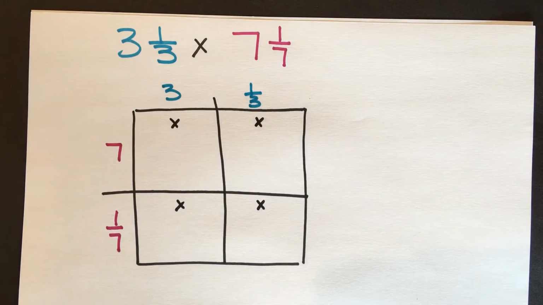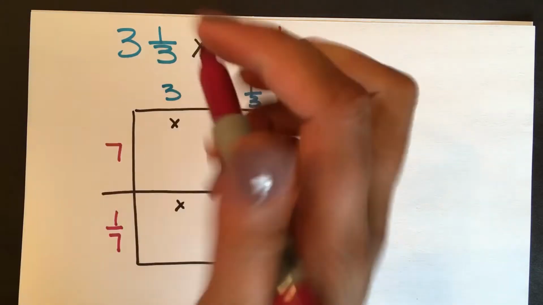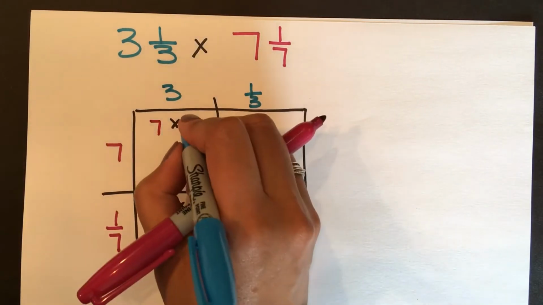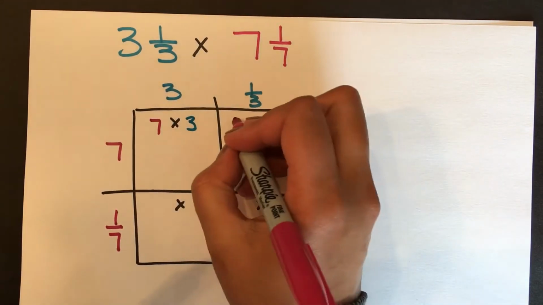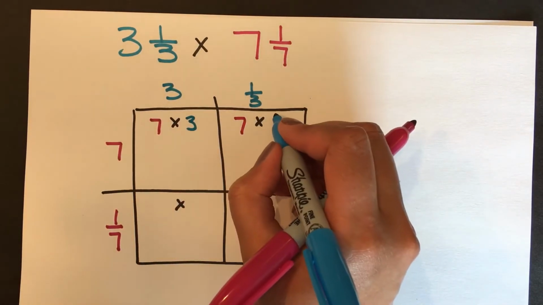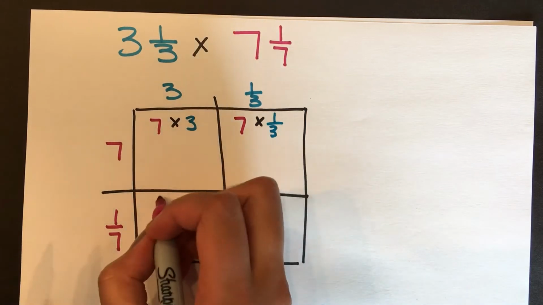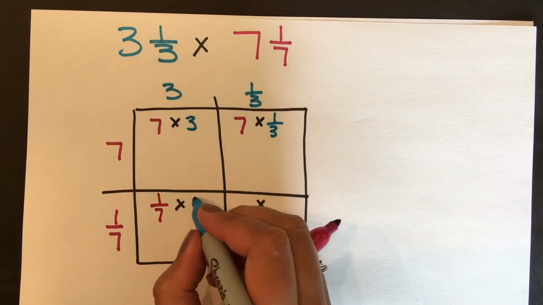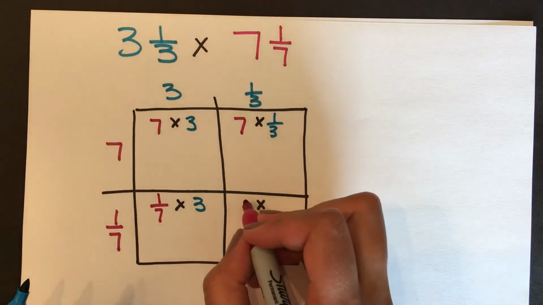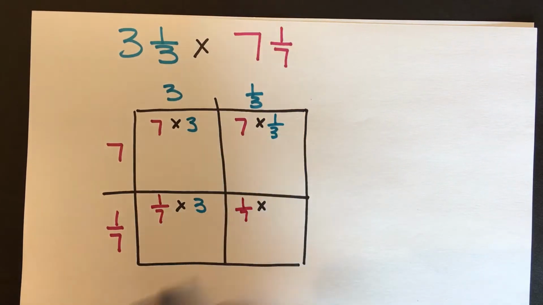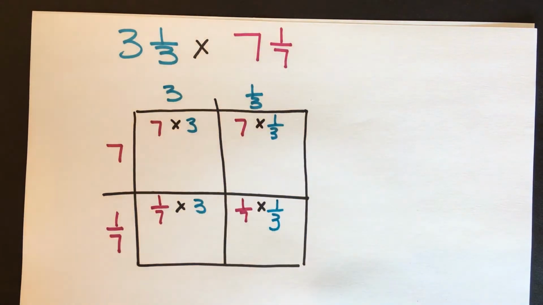Then we're going to write small problems on the inside, just like we do with the area model, just like we practiced on the anchor chart. So we're going to have 7 times 3, 7 times 1/3, 1/7 times 3, 1/7 times 1/3. Then we're going to find the products.